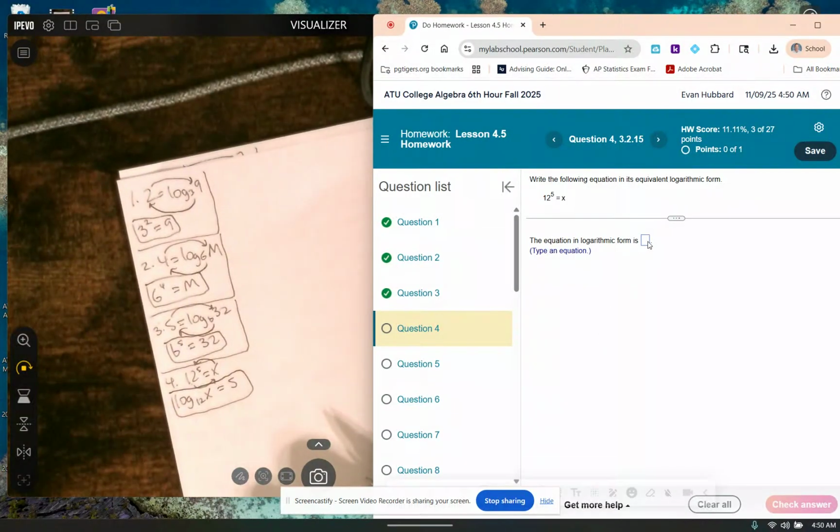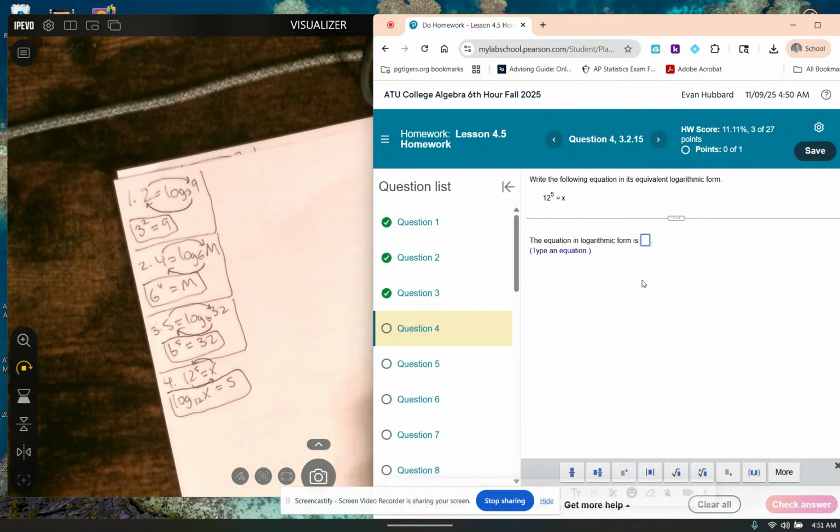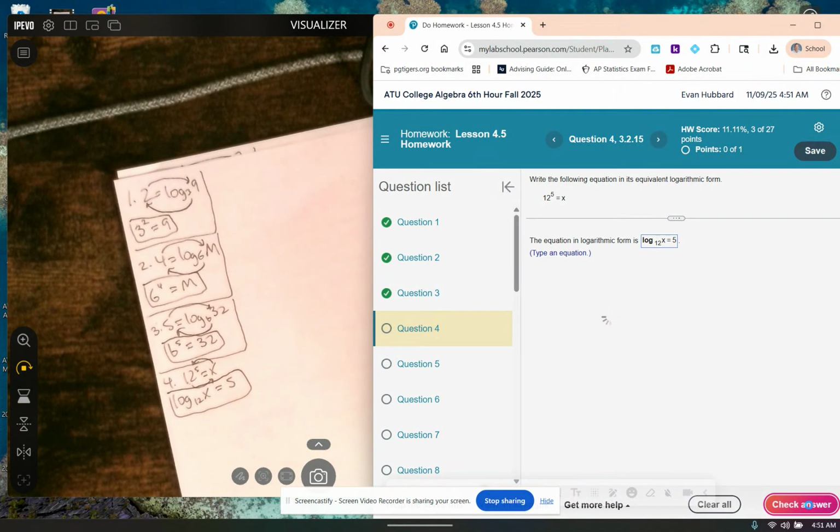So log base 12 of x equals 5. Not sure why the log was in bold there.